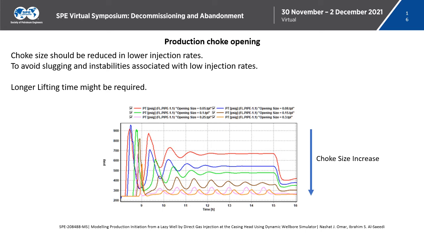Concerning the production choke opening, it's preferred for the production choke to be fully open while displacing the fluid inside the wellbore. However, it's recommended to decrease the choke size when using smaller injection rates to reduce the slugging and instability behavior inside the wellbore.